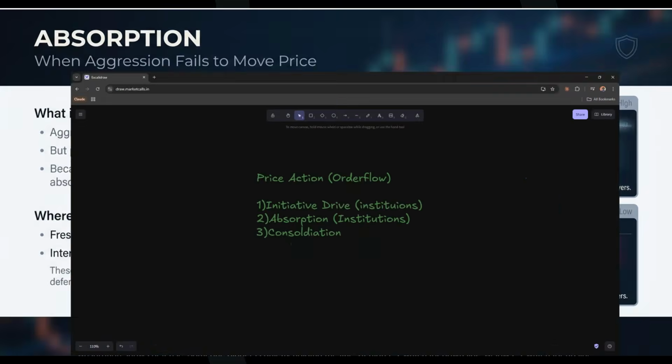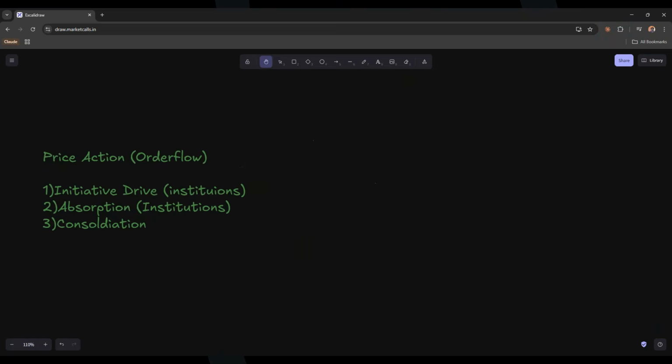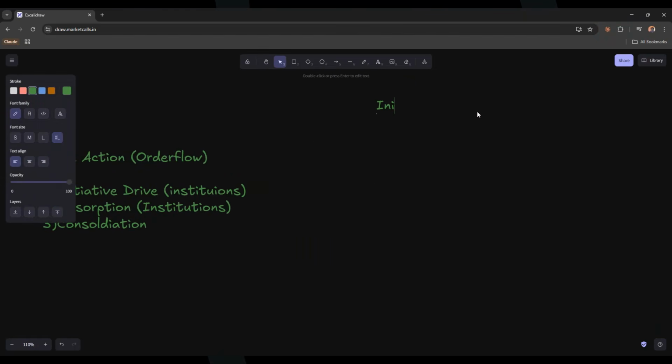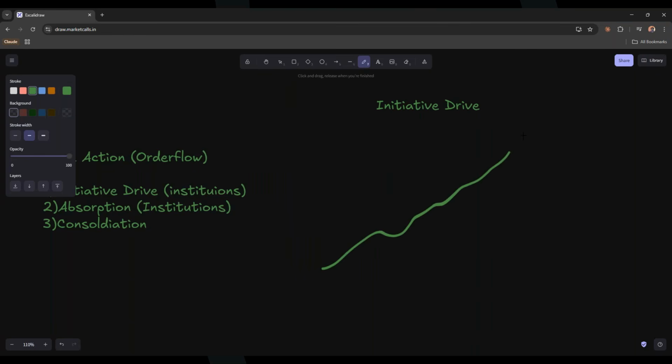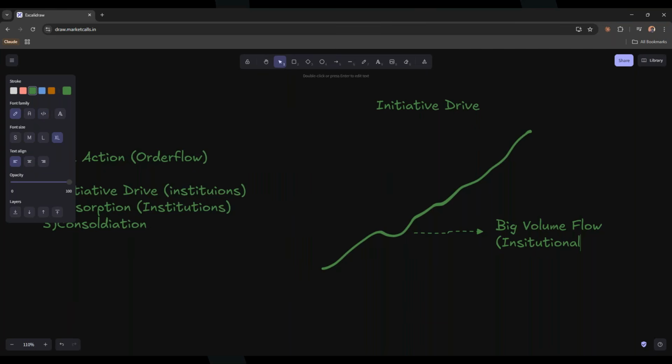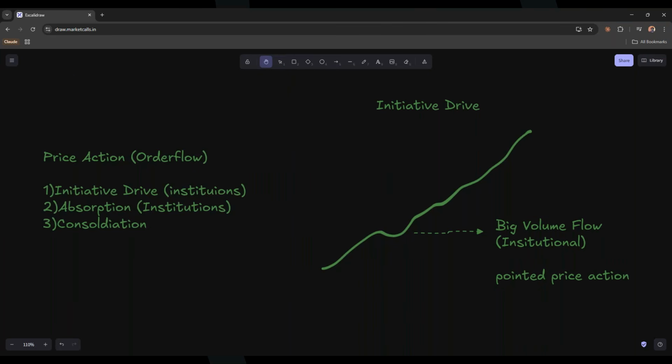The difference between initiative drive and absorption is very simple. If I talk about initiative drive, it will be more of a pointed price action, with big volume activity. It'll be having big volume flow, mostly institutional, right? And you'll be having a pointed price action, kind of one-time framing sort of price action. Of course, those who know market profile, they know what a one-time framing is all about.